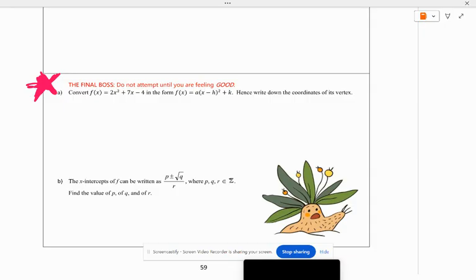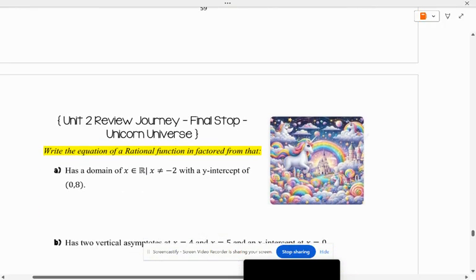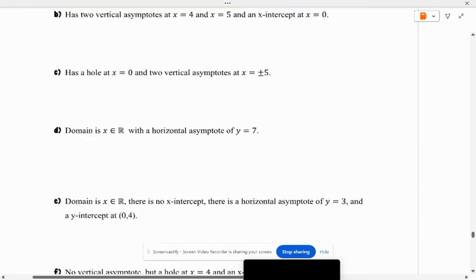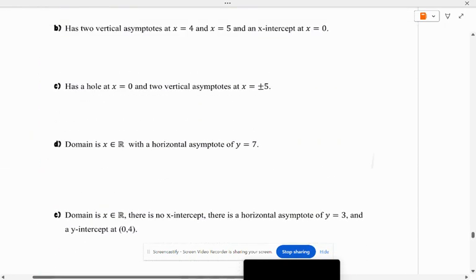But there's something like it on the test. Our test is on what? Wednesday? Yes, yes. And then is this it? Is this the end? This is the end.